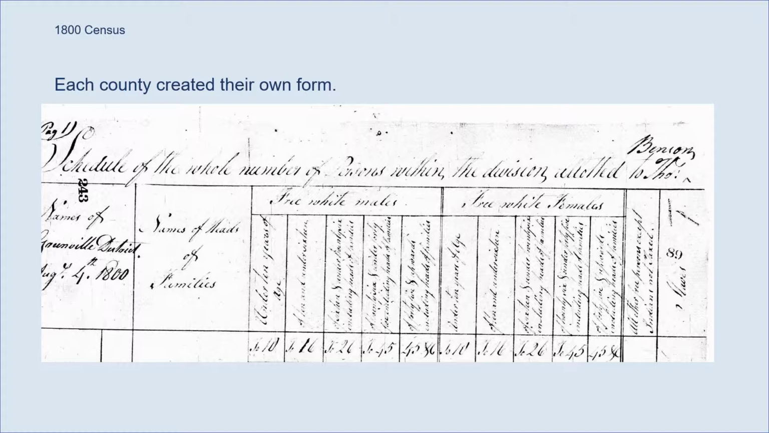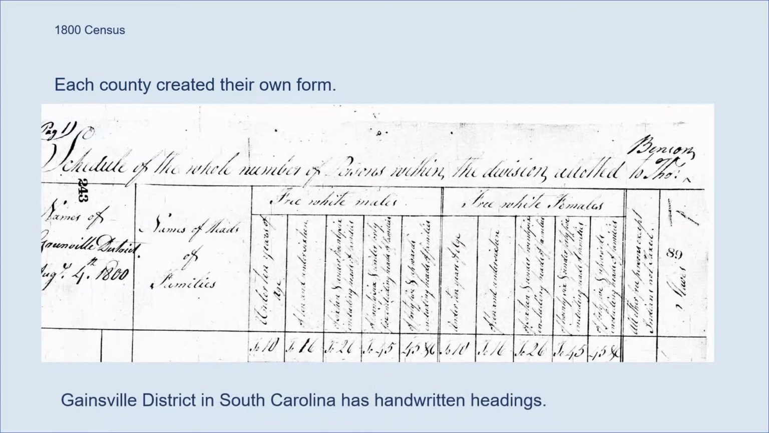The next few pages show some of the different census pages at the top of the page. Since no form was provided by the government, each county created their own. This is Gainesville District in South Carolina. This provides handwritten headings. These examples show that it is often difficult to read the column titles, which makes it difficult to figure out what the tick marks mean for each family.